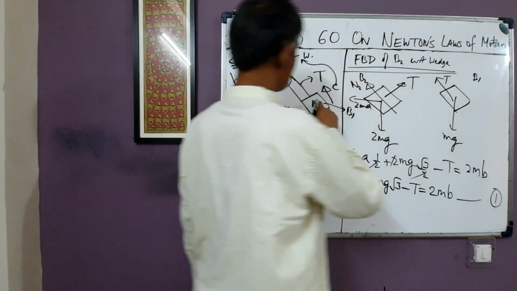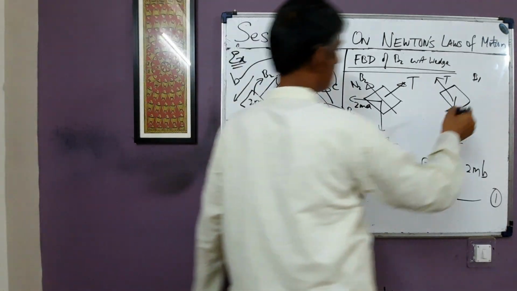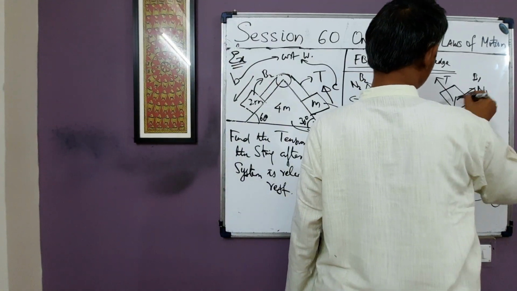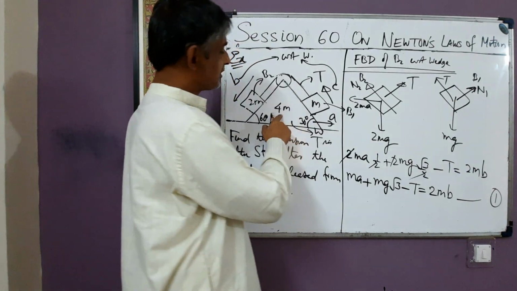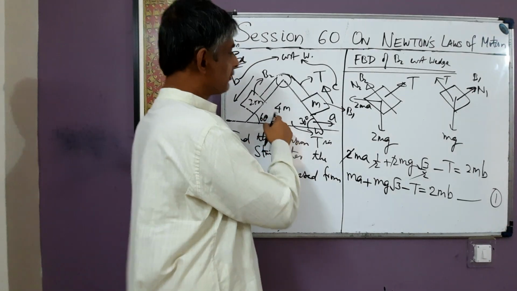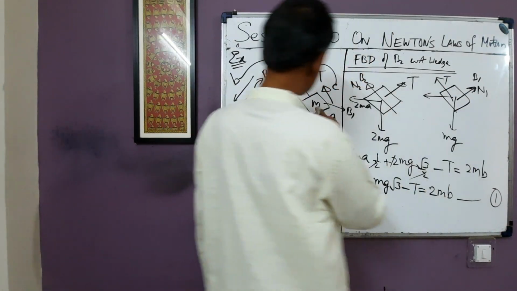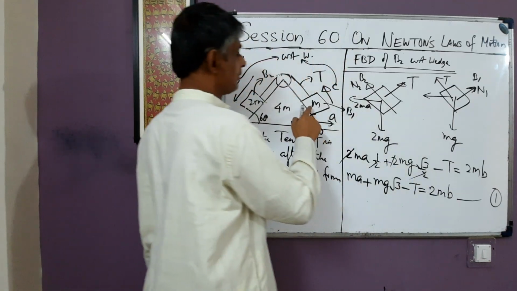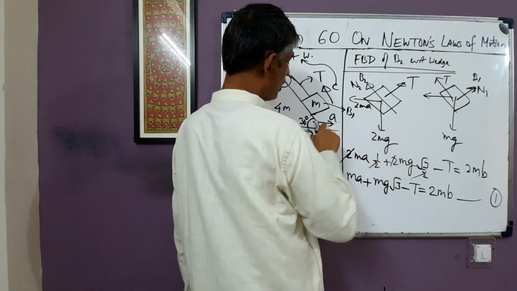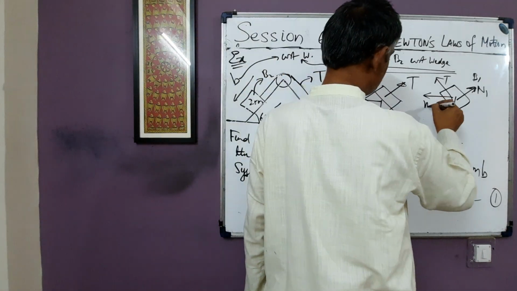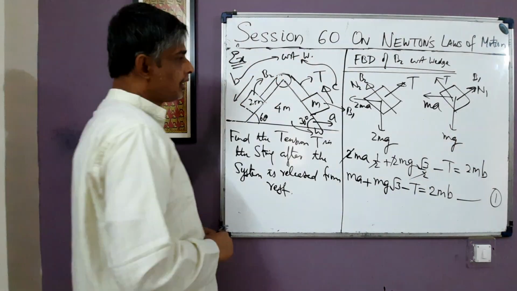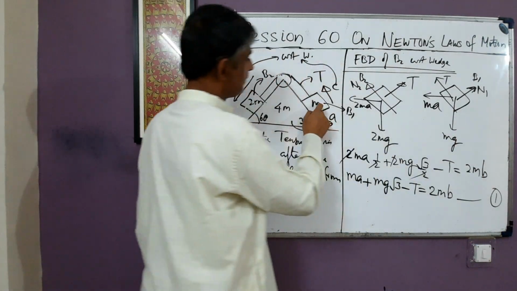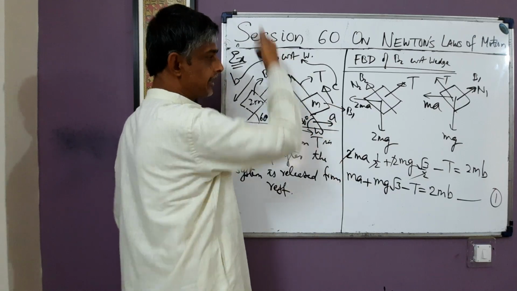String exerts force T on block B1 up the incline. Normal force on the block B1 due to wedge. Now wedge is a translating non-inertial reference frame. So as seen from wedge, a pseudo force will act on this block M, whose magnitude will be MA, opposite to direction A, that is leftward. MA. Now write down the Newton's law equation of block B1 with respect to wedge up the incline.